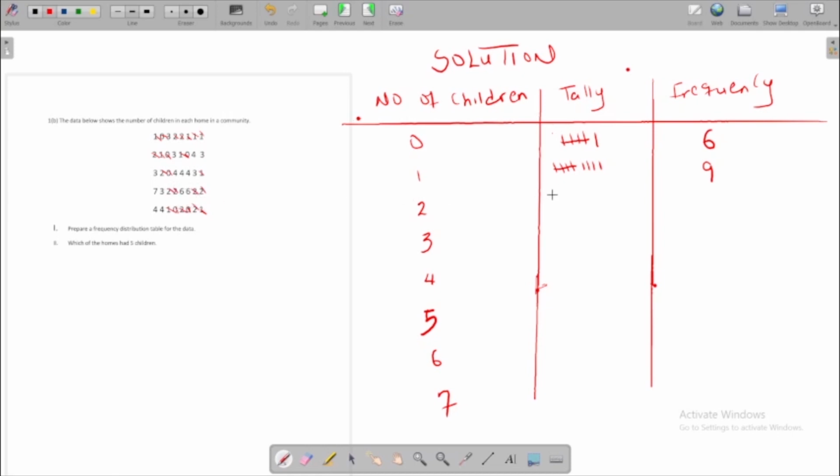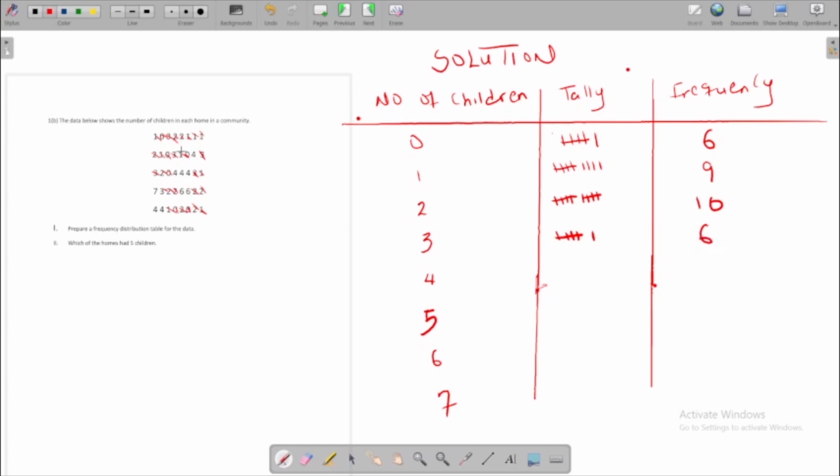So you come here under 2: 1, 2, 3, 4, 5, 6, 7, 8, 9, 10. So you have 10 under the frequency 2. Then you go to the 3. You have 1, 2, 3, 4, 5, 6. Okay, that's all. So you have 6 here.